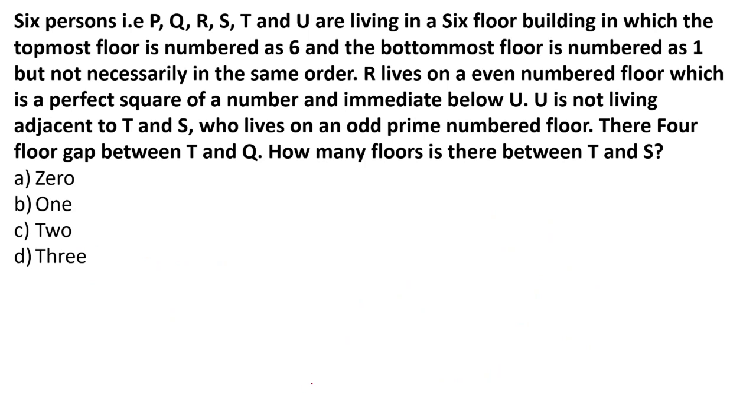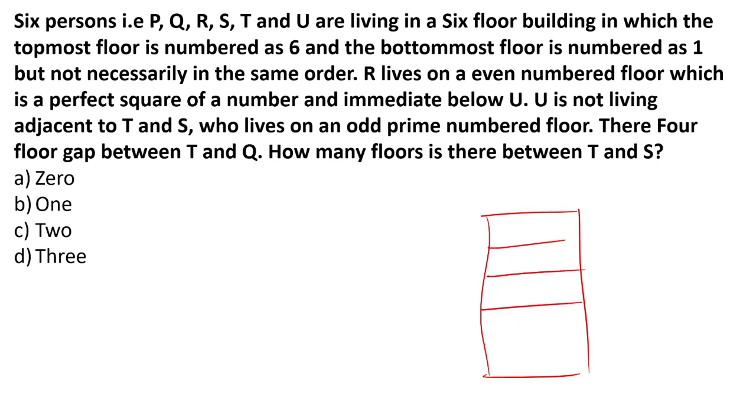Next question: Six persons P, Q, R, S, T and U are living in a six floor building. So I draw the six floor building. This is the sixth floor. The topmost floor is numbered as 6 and the bottommost floor is numbered as 1, but not necessarily in the same order.